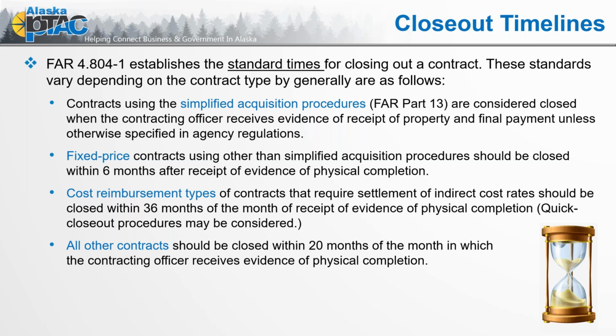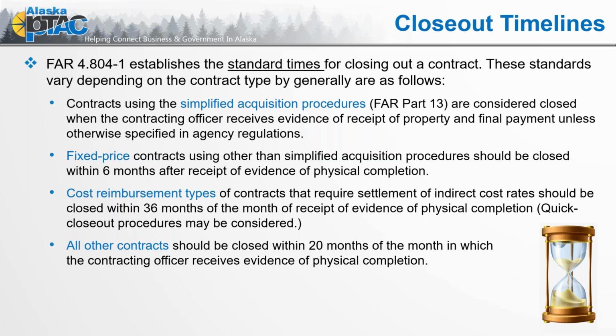For cost reimbursement types of contracts, such as time and material reimbursable, cost plus, cost plus fixed fee, and incentive fee, all of those where there is that additional factor of reimbursing, as opposed to a fixed price where we've proposed the cost up front, those contracts that require settlement of indirect cost rates should be closed within 36 months of receipt of evidence. Quick closeout procedures can be considered, and we'll talk about that in a second.